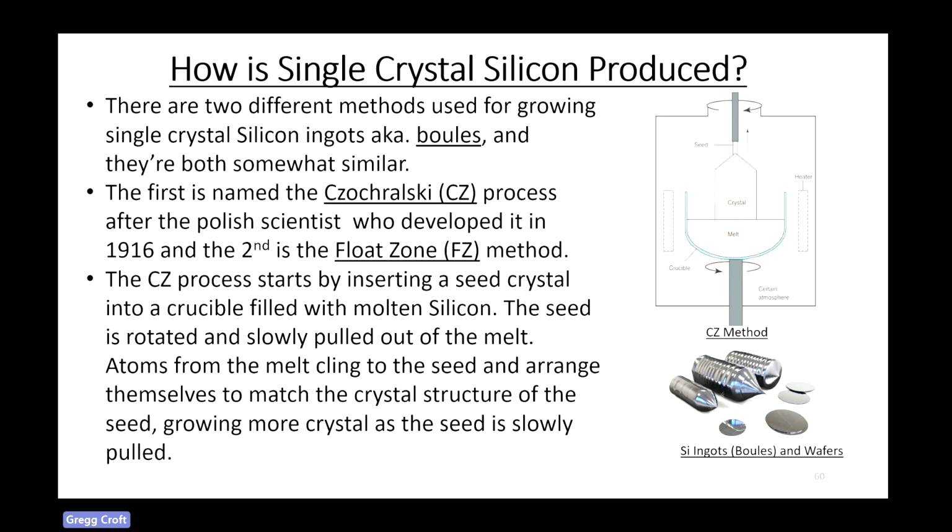So in the CZ process, you start by inserting a seed crystal into a melt of silicon that's in a crucible. And you're rotating this and very slowly pulling the seed crystal out. What happens is the atoms from the melt cling to the seed and they arrange themselves to match the crystal structure of the seed, growing more crystal as the seed is pulled out. And you can see what you get down here is a silicon boule.